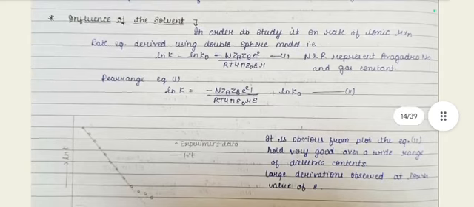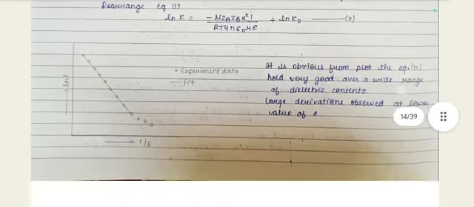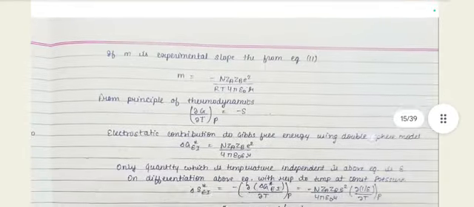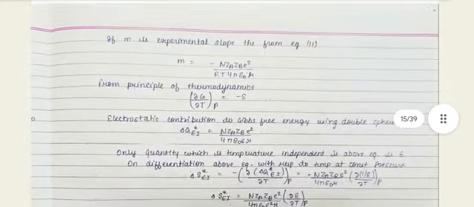Rearranging the equation, ln k is equal to minus Za Zb e square N by RT 4 pi epsilon naught r into 1 by epsilon plus ln k naught. It is obvious from the plot that the equation holds very well over a wide range of dielectric constant, with deviation observed at lower values of epsilon. If m is the experimental slope, then from the equation, m is equal to minus N Za Zb e square by RT 4 pi epsilon naught r.